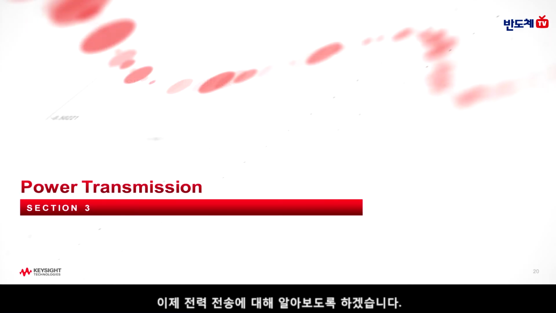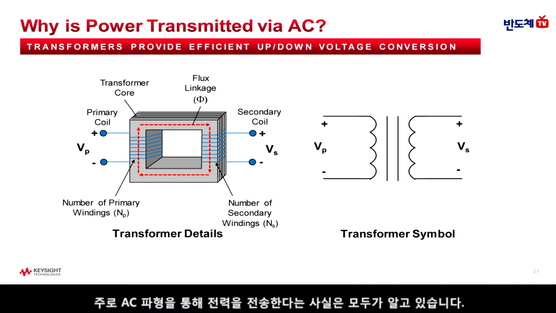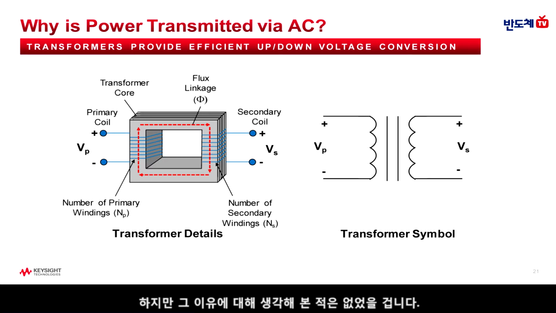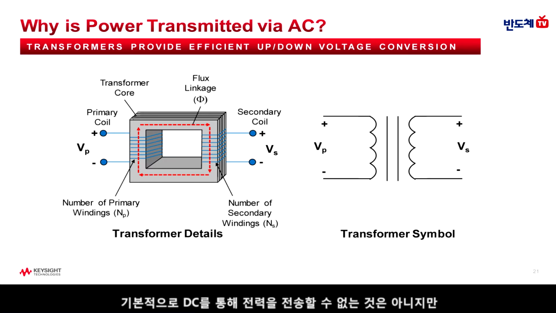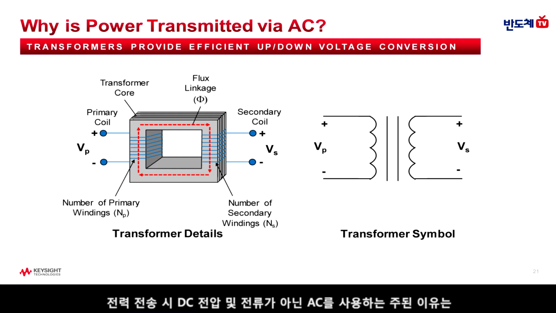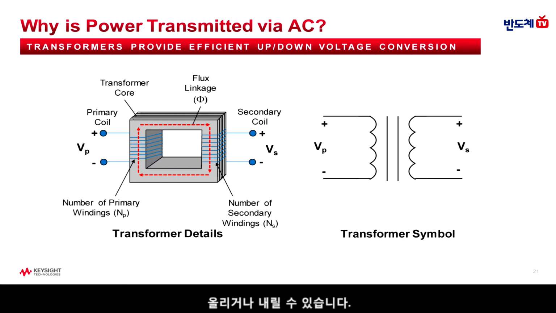This takes us now into section 3 of the webinar, which is all about power transmission. I think everyone knows that we transmit power in general by AC waveforms, and I don't know if you ever thought about the reasons why. It's not fundamentally that you couldn't transmit power by DC, but we want to transmit power efficiently at high voltages, which means we have to step it up for transmission and step it down when it comes into your business or home. The primary reason that power transmission uses AC rather than DC voltages and currents is the relative ease by which you can step AC voltages up and down using transformers.